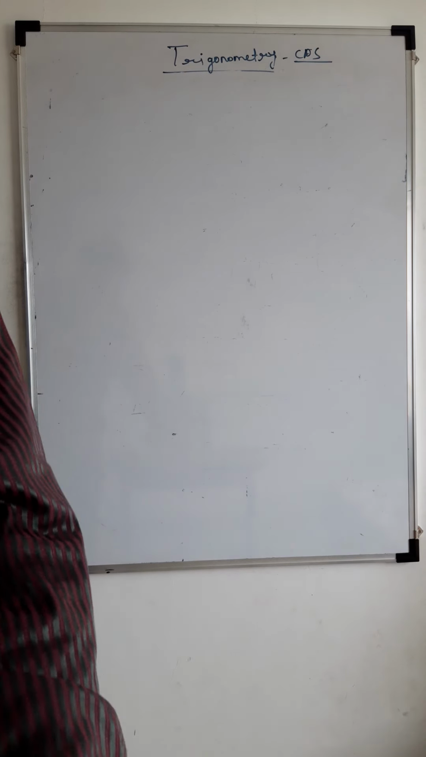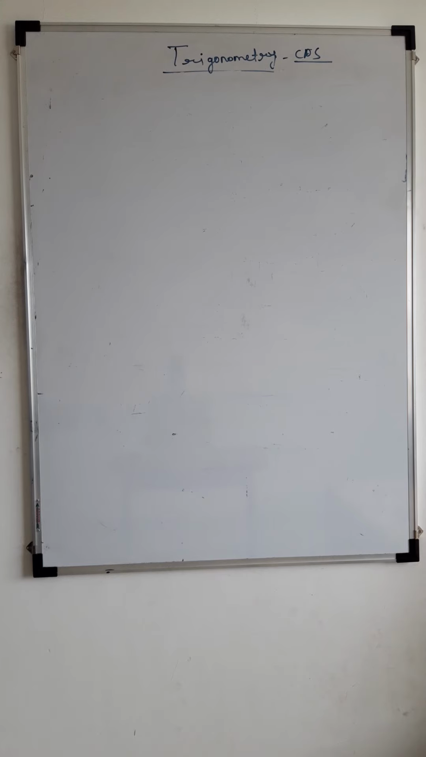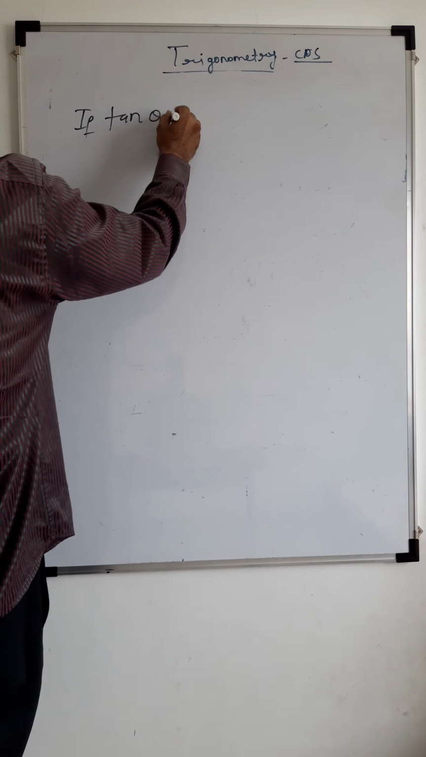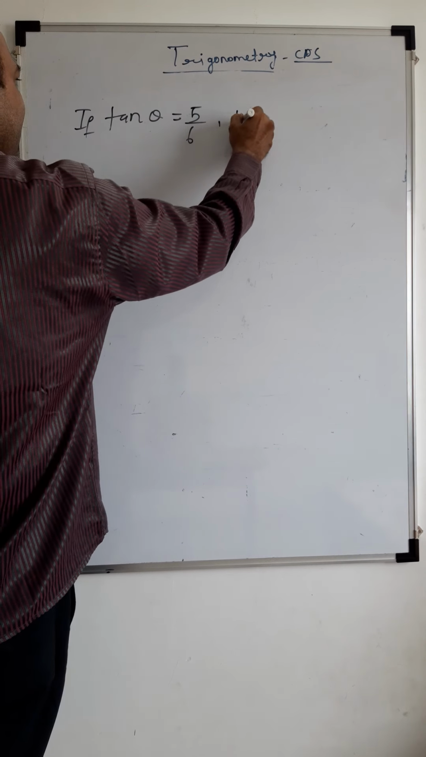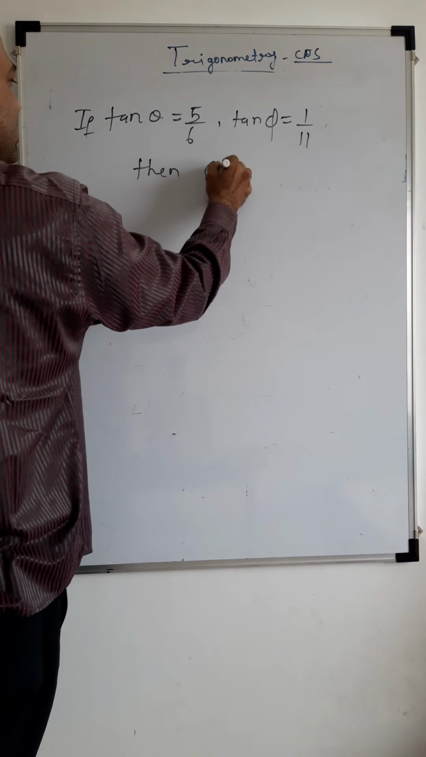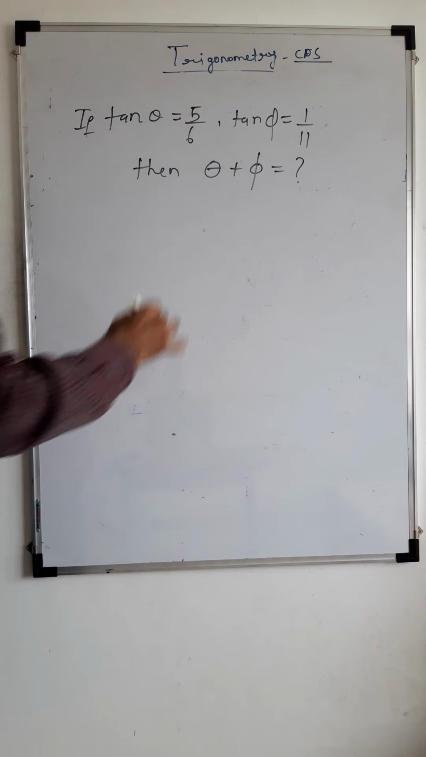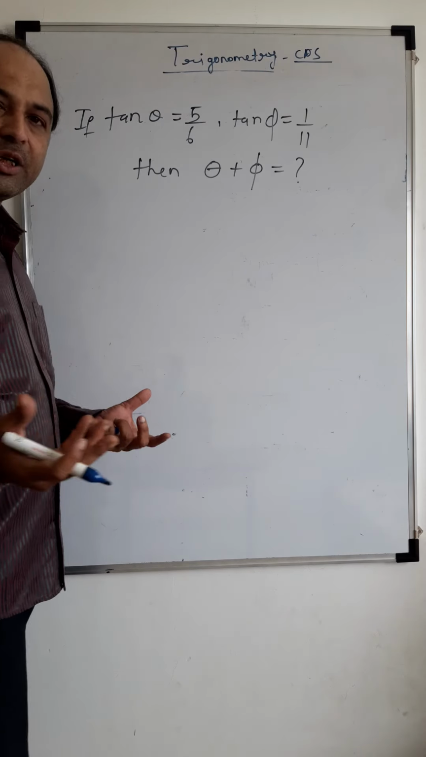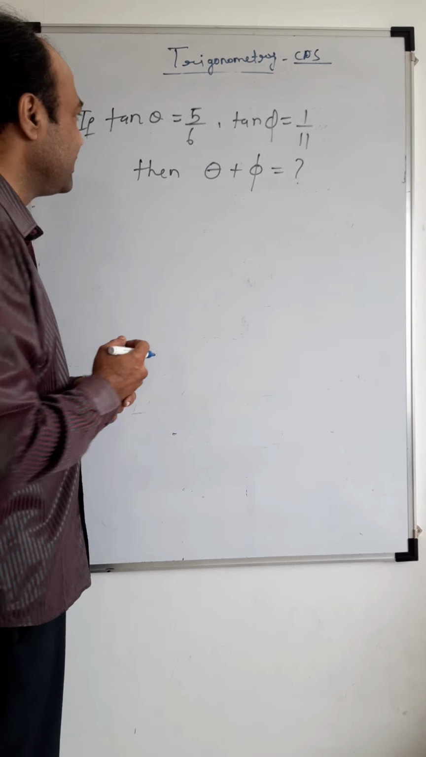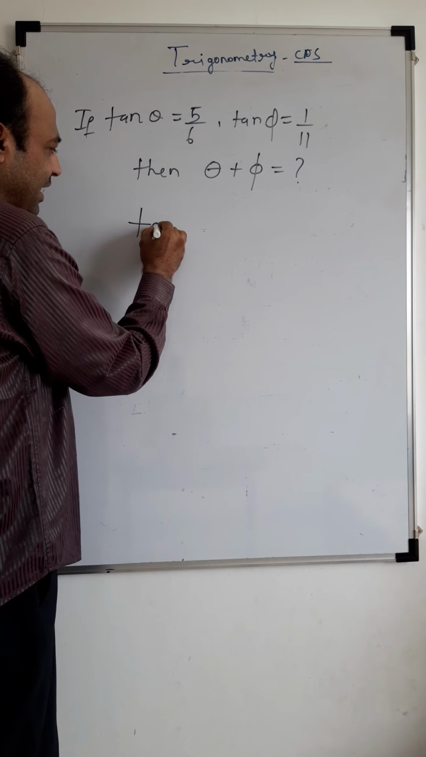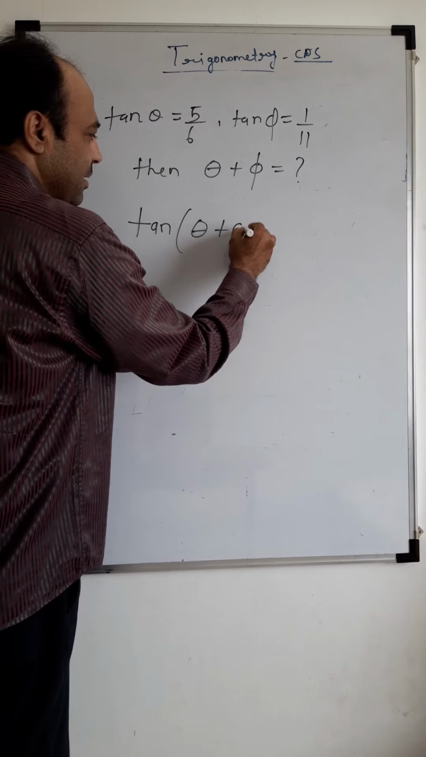Let us see the next situation. Look at this. Tan theta is 5/6, tan phi is 1/11, then what is theta plus phi? It will be an angle. We need the sum of the two angles, theta plus phi, and the answer is in terms of an angle. Since it is theta plus phi, why not use tan of theta plus phi.